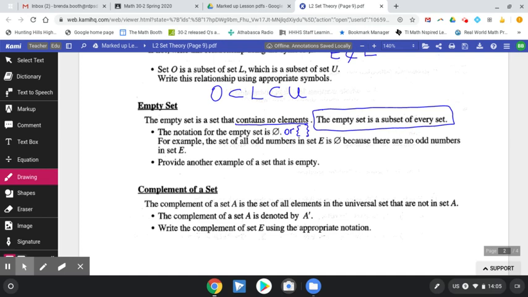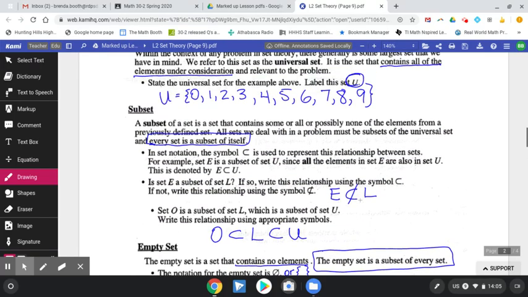All right, so here's an example. The set of all odd numbers in set E is the empty set, because there are no odd numbers in set E. Provide another example of a set that is empty. So let's look up at the sets that we're already working with.